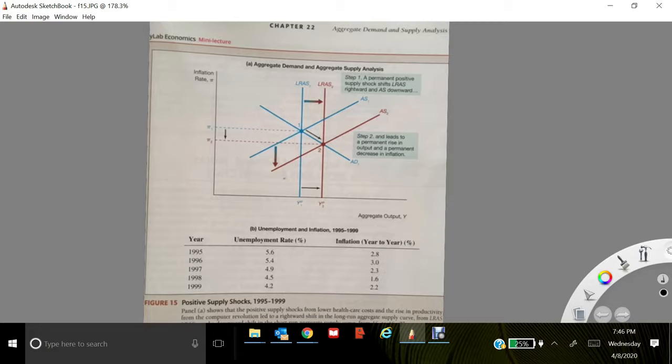Fortunately, we can find many more cases of positive supply shocks, okay? So, looking at this period from 95 to 99, we have two things going on.